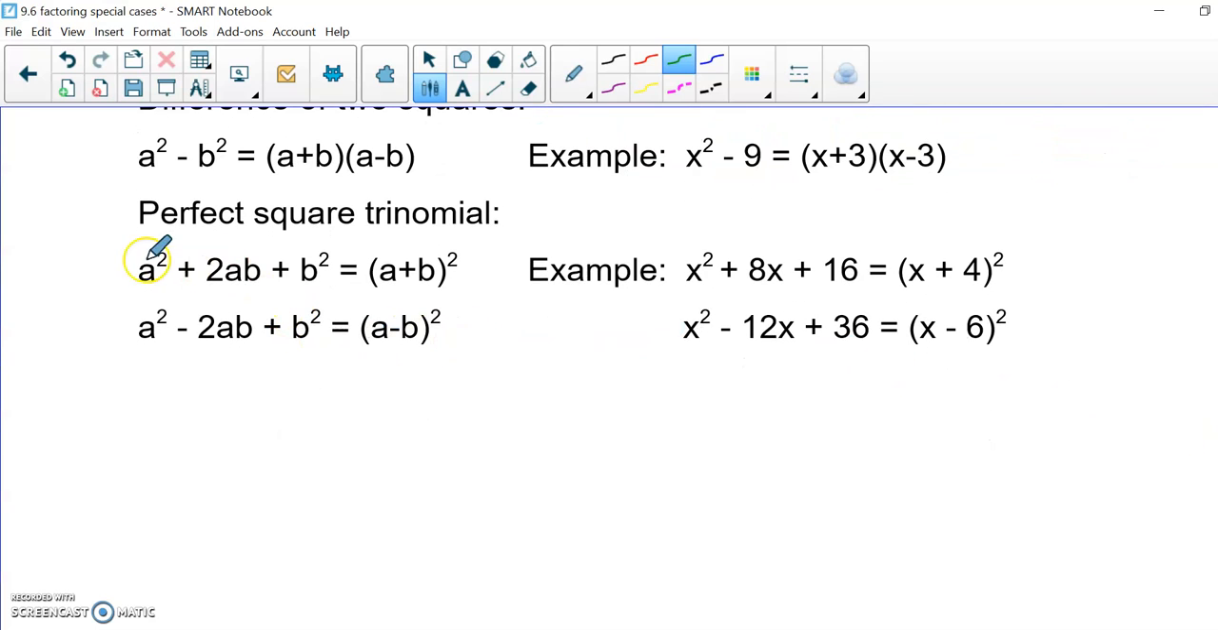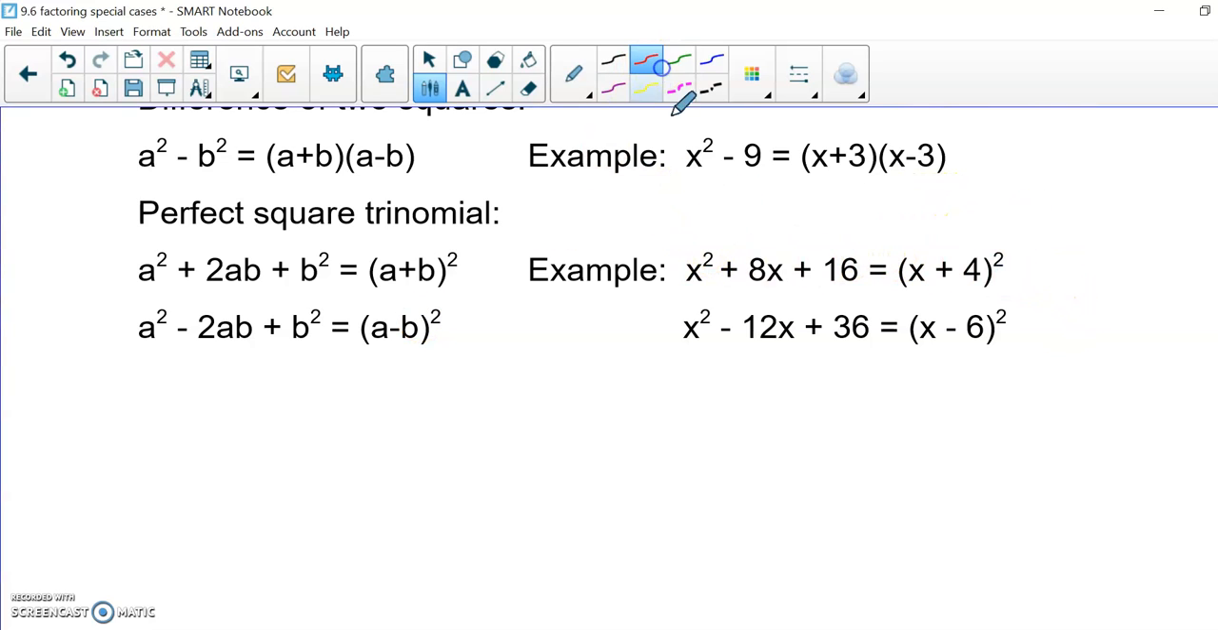Another special case you'll see, again you start with a perfect square, you end with a perfect square, but this time your middle term is plus 2 times those two terms together. You're going to end up with just a plus b quantity squared. If it's the same thing, you start with a perfect square, you end with a perfect square, but this time your middle term is minus 2ab, then when you factor, you're going to end up with a minus b quantity squared. Let's look at an example of that.